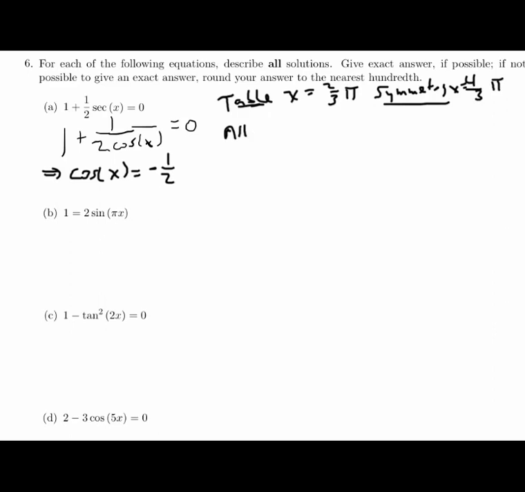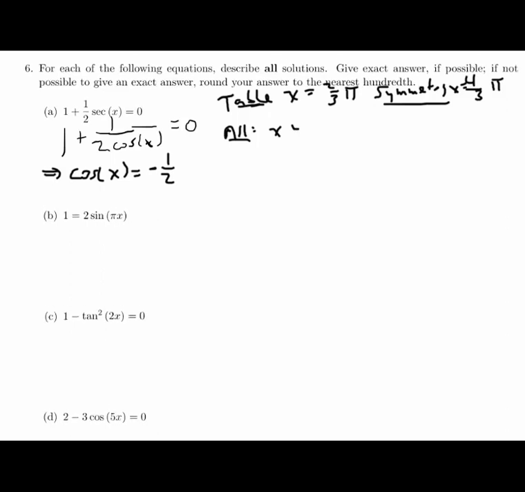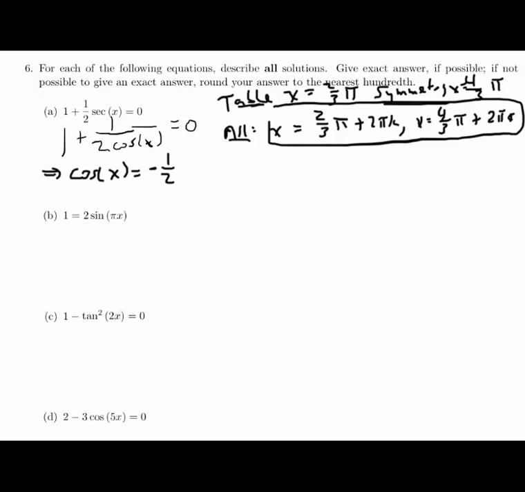Then I can just write all solutions by just adding on multiples. By taking my original solution, 2/3 pi, and adding on 2 pi k, or by taking the symmetric solution, 4/3 pi, and adding on 2 pi k. So that's all there is to this one. So the hard work was in getting the original equation to have the cosine separated.